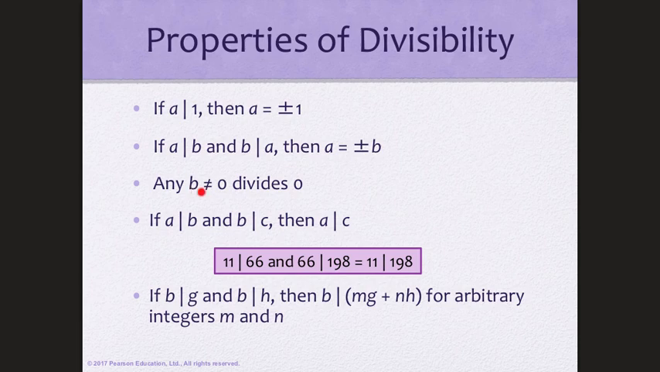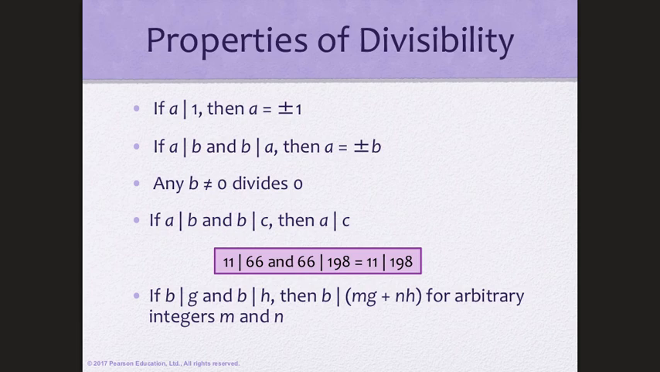Any number B which is not equal to 0 is a divisor of 0. So any number B divides 0. Why is this the case? Because 0 times anything is equal to 0. So all the integer numbers are divisors of 0 except 0.